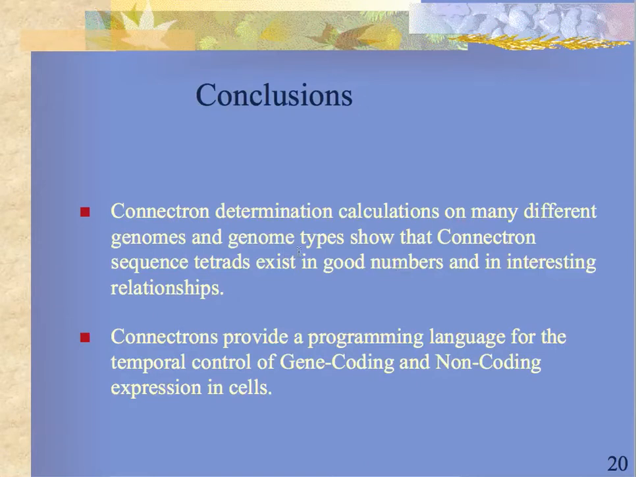Well, the connectron determination calculations on many different genomes and genome types show that connectron sequence tetrads exist in good numbers and in interesting places and in interesting relationships. Connectrons provide a programming language for the temporal control of gene coding and non-coding expression in cells.